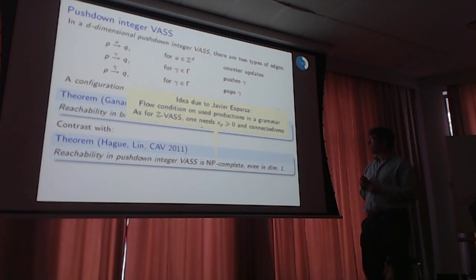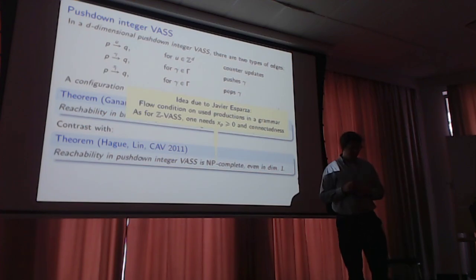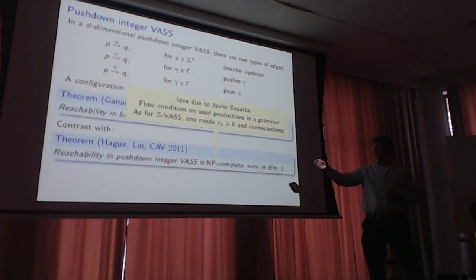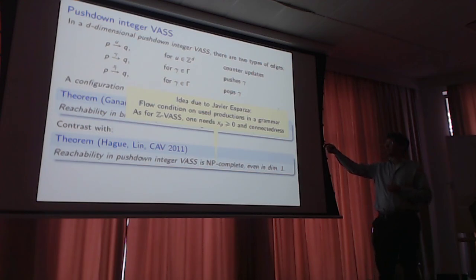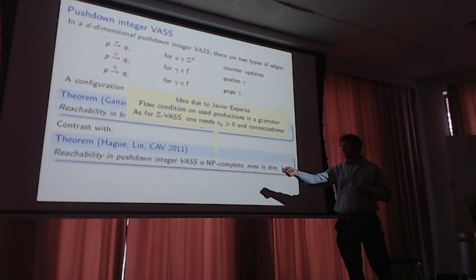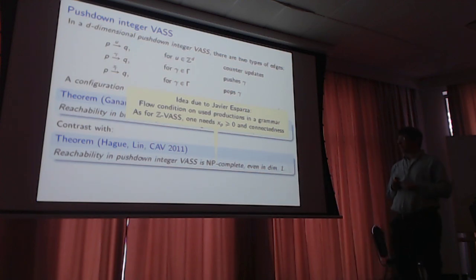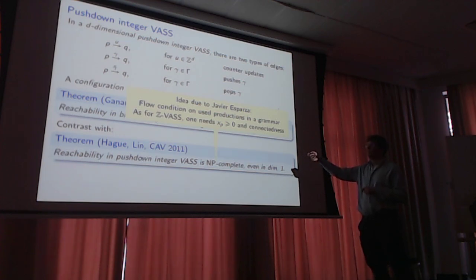All right. And in the general case, the idea is again similar as in the ZVAS setting I just described. You formulate a flow condition, but in a grammar. This is an idea basically due to Javier Esparza, who first phrased this as the reachability problem in BPP nets, communication-free nets. And he showed that if you have these flow conditions and connectedness conditions, then this is sufficient to guarantee the existence of a run.